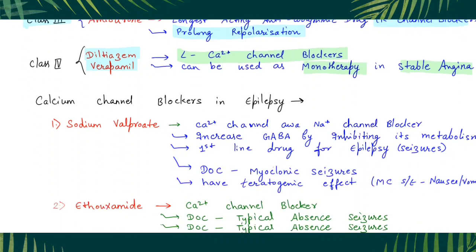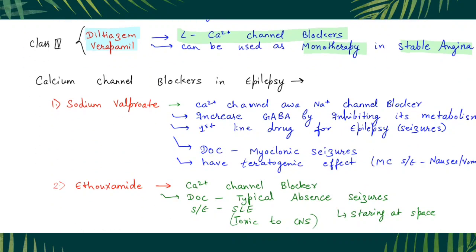Let's talk about the anti-epileptic drugs or epilepsy. So what is epilepsy? It is like abnormal functioning in the brain due to decrease of the GABA. Then remember, these are the sodium valproate. We already discussed the mechanism. These are calcium channel as well as sodium channel blockers. What they do is increase the GABA by inhibiting its metabolism.